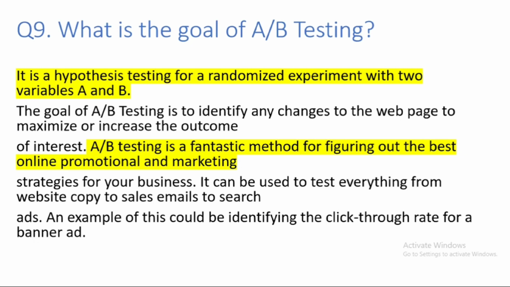What is the goal of A/B testing? It is a hypothesis testing for a randomized experiment with two variants, A and B. The goal of A/B testing is to identify any changes to the web page to maximize or increase the outcome of interest. A/B testing is a fantastic method for figuring out the best online promotional and marketing strategies for your business. It can be used to test everything from website copy to sales emails to search ads. An example of this could be identifying the click-through rate for a banner ad.